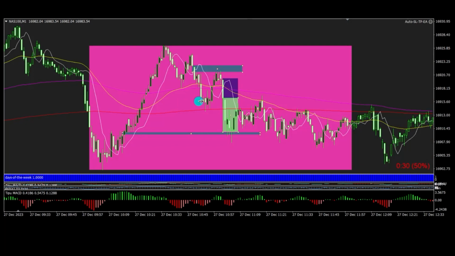Here's another example. We see that price rallied to the upside. It didn't break any structure. It comes back up, and now the structure is broken. We see a fair value gap. Price retraces back into that fair value gap. Then it crosses below the 4 EMA.